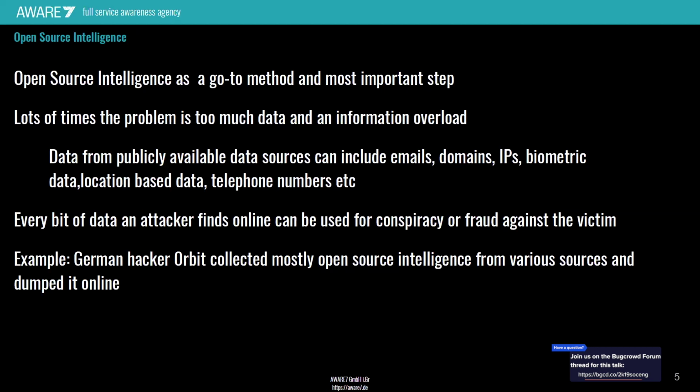And just as an example of how OSINT looks, I used the German hacker Orbit, who collected mostly open source intelligence from various sources and then dumped it online. At least that's what the BKA, the German Federal Police, said during their investigation: that a lot of the information put out was either open source intelligence or it was simply a lie.